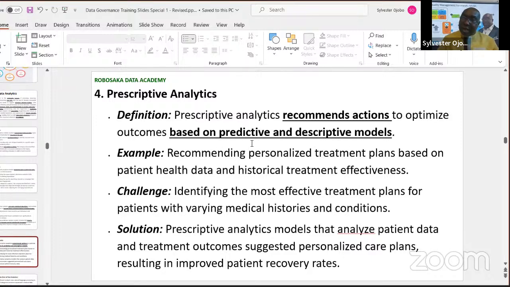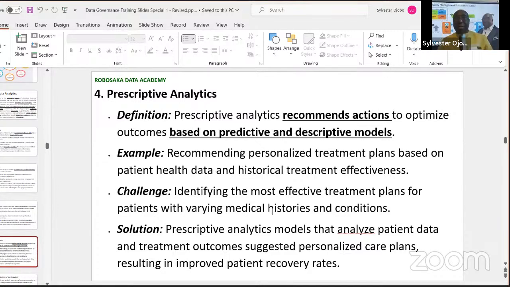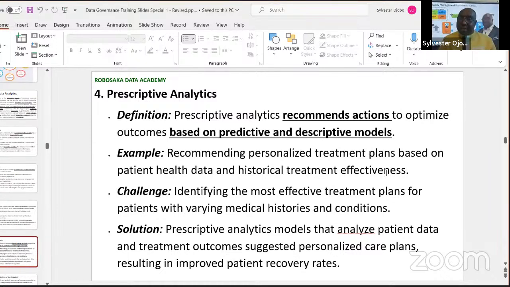So what is predictive? Forecast. Descriptive is historical data. So what you get historically, you can now forecast and then recommend your forecast. So prescriptive, always remember: recommending personalized treatment plans based on patient health data and historical treatment effectiveness. Treating the person historically using paracetamol, and now you predicted his health, then you recommend next time he should continue using what you forecast should be used for him based on historical data. Is that okay? Yes.